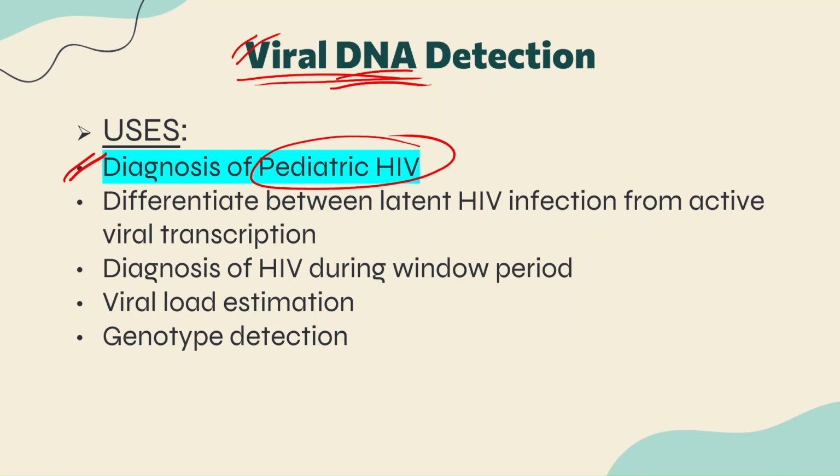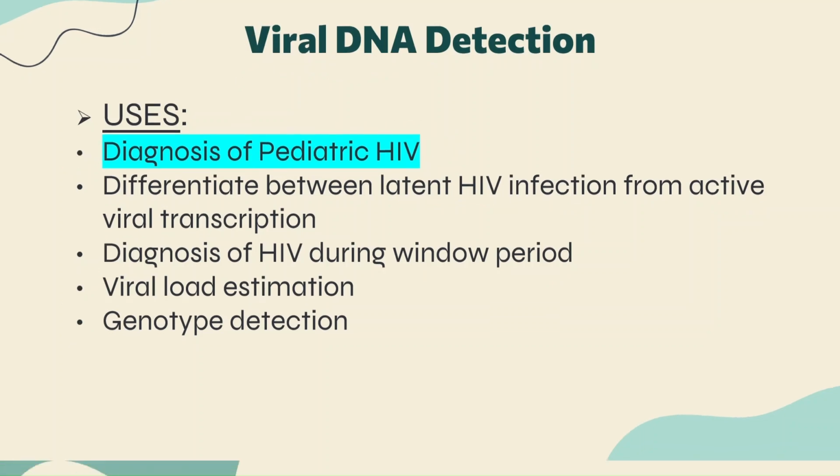Apart from this thing, it can be used for the detection of the latent HIV infection or from the active viral transcription. ठीक है, it is also used for the diagnosis of HIV during the window period. ठीक है, तो window period के P24 antigen, viral RNA detection, viral DNA detection, these are the various tests that we can use for the diagnosis of HIV during the window period. I will be explaining what is the window period, but just for the time being, remember this thing. And other uses are your viral load estimation and genotype detection के लिए भी we can go with this method.